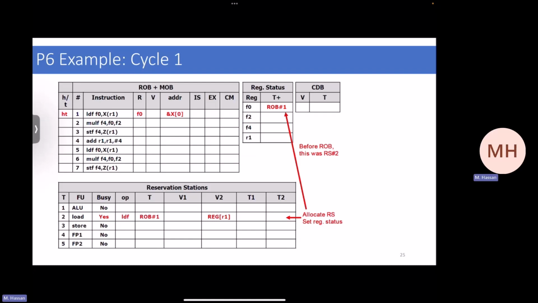For F0, which is source 1, this one is not really available because there is a dependency. How did I know? I went into the register status and I found F0 was marked with ROB1. I copy this tag into my own tag 1, pretty much similar to what we have done for Tomasulo, but using ROB numbers instead of reservation station numbers. And then what about my destination? My destination is F4, so I have to reserve F4 for myself. I'm occupying ROB entry 2, and I'm going to write here in the reservation station ROB entry 2.